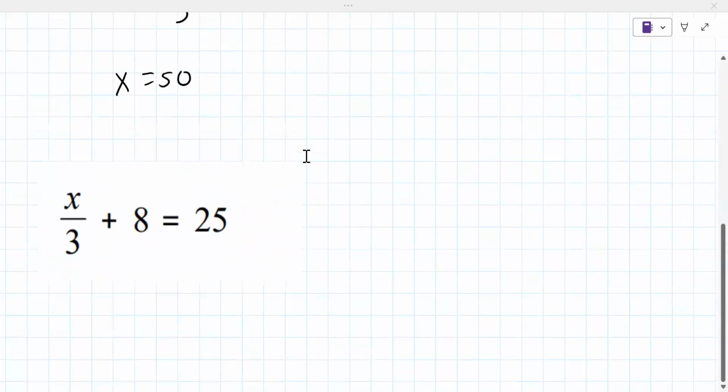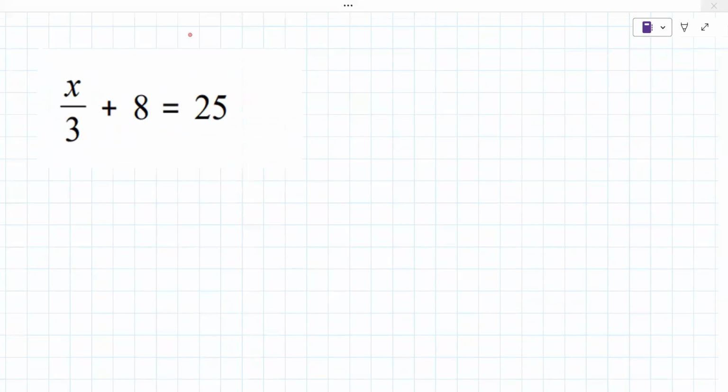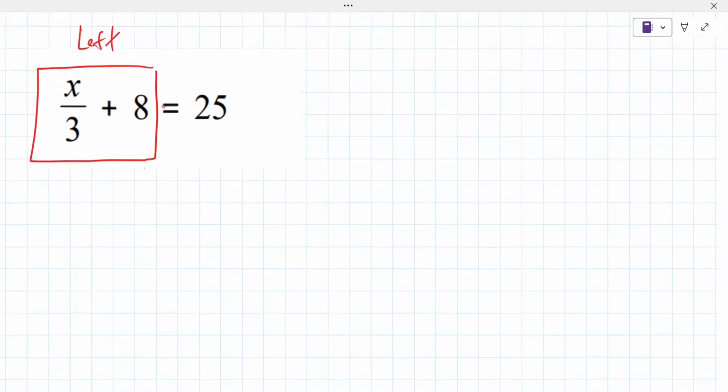All right, so let's look at this problem here, Sourish. The left side of the equal sign has the variable. You always focus on whichever side has the variable. And you notice again, there's division and there's addition. So which do you undo first?